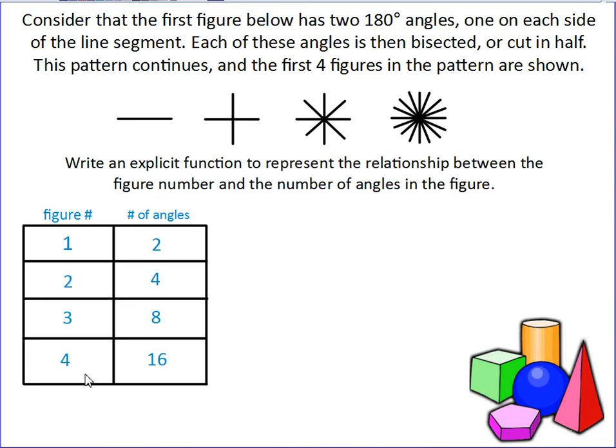If I take each figure number in my diagram and count the number of angles that are there, our first figure had 2, the second has 4 angles, the third figure has 8, and the fourth figure has 16. When I look at the rates of change, our x values, of course, we're still just adding 1 each time, but on our y values, we're multiplying by 2 this time instead of adding a specific number.